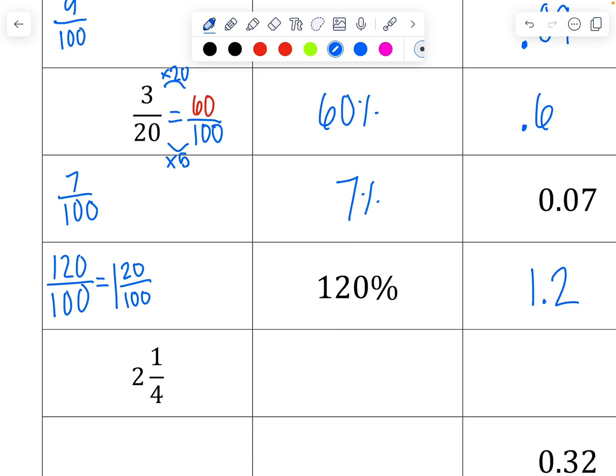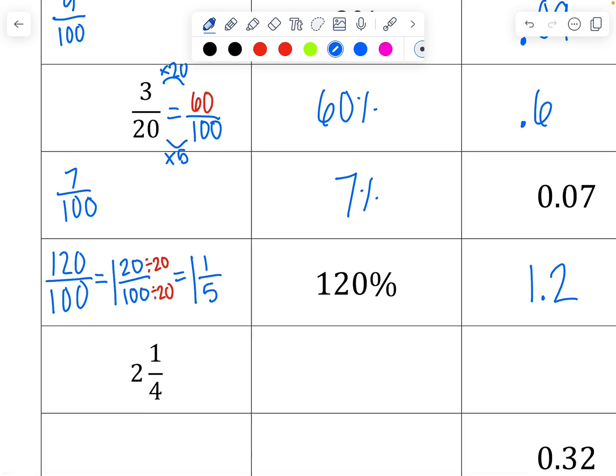And then I have to decide what can I divide 20 and 100 by. There are lots of things that I can divide them by. I can divide them by 2, 4, 5, 10, 20. I'm going to pick the biggest one that comes to mind, and I'm going to divide both by 20 so that I don't have to do it again. So I have 1 is my whole number still, and then 20 divided by 20 is 1, and 100 divided by 20 is 5. So I get 1 and 1/5. So 1 and 1/5, 120%, and 1.2 are all the same thing.